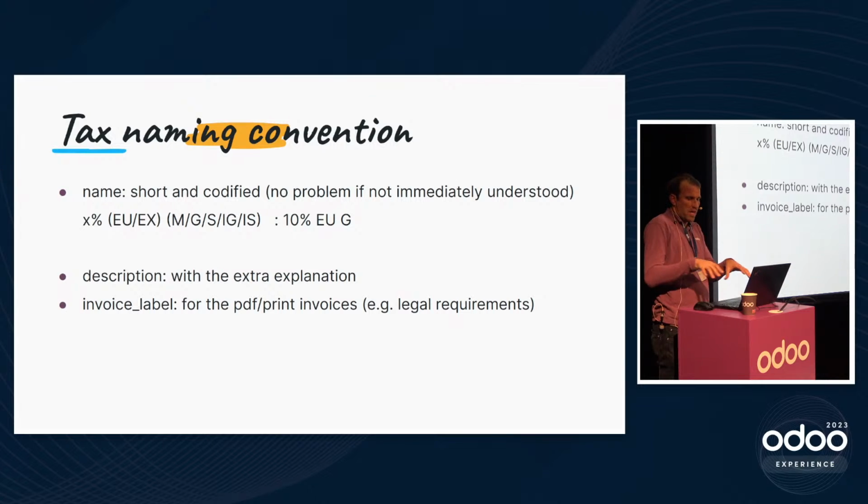We really want people to be able to encode accounts really quickly. So you have the name, which can be very short and codified. The description should then have more explanation. It could be EU, intra-community, but that makes it clear at least to the user. Also, these fields can all be translated. And the invoice label is just in case it's required by law, they ask to have it on the PDF or in the print.